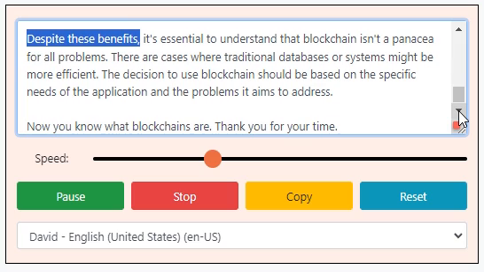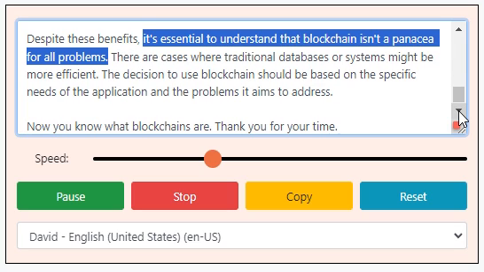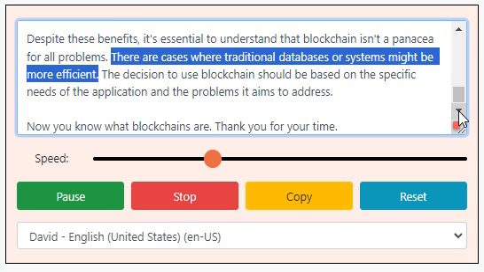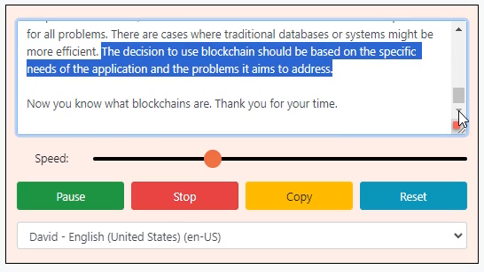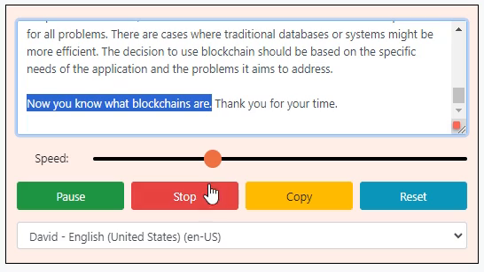Despite these benefits, it's essential to understand that blockchain isn't a panacea for all problems. There are cases where traditional databases or systems might be more efficient. The decision to use blockchain should be based on the specific needs of the application and the problems it aims to address. Now you know what blockchains are.